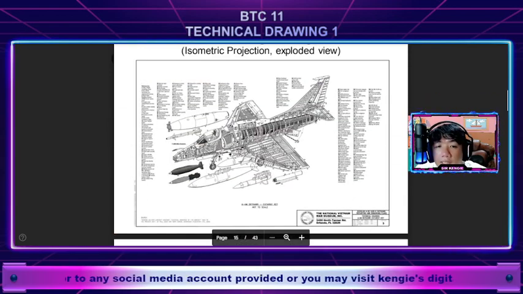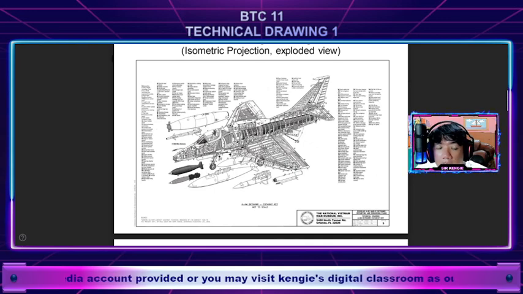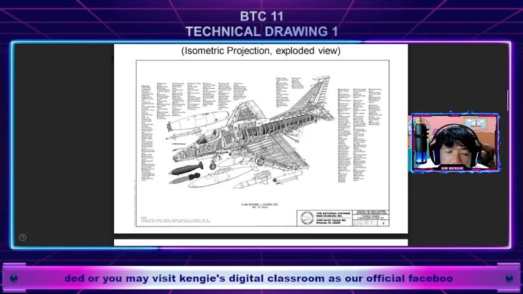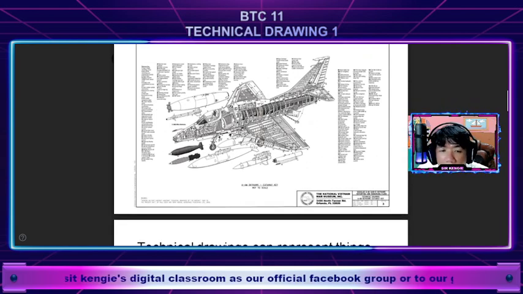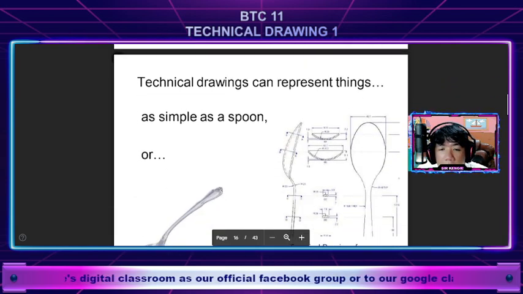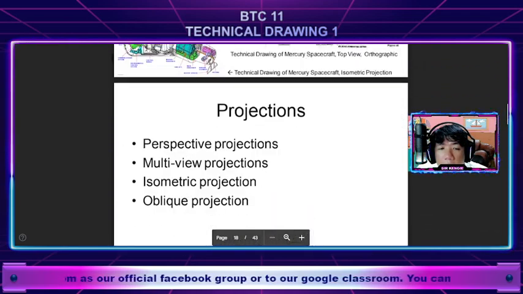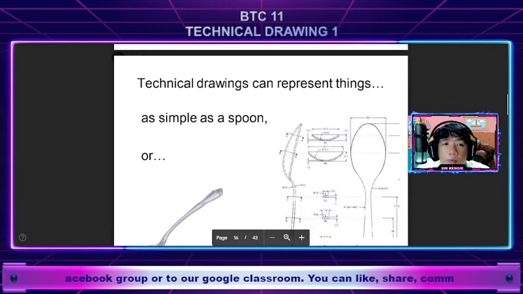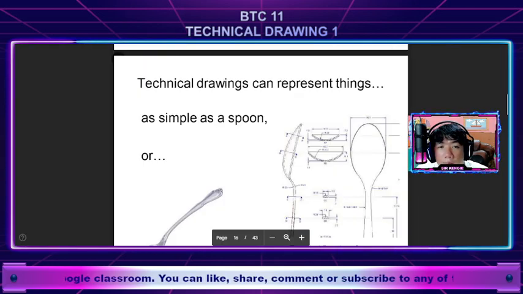So here's another example, a technical drawing of a fighter plane. This includes the vivid details, the parts, the measurements, everything should be in detail. Okay? So these are an overview or introduction to technical drawing.